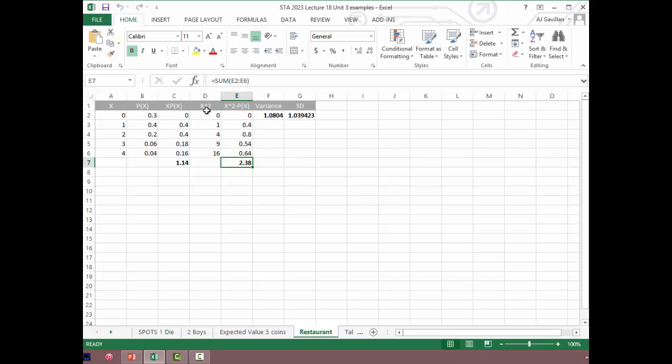So again, I square my x's, and then I multiply, get a column with multiplication of the x squared times the probability of each. We sum those up. And then here, again, is the formula for the variance. So it would be 2.38 minus 1.14 squared, which gives me a variance of 1.08 and a standard deviation of 1.03.